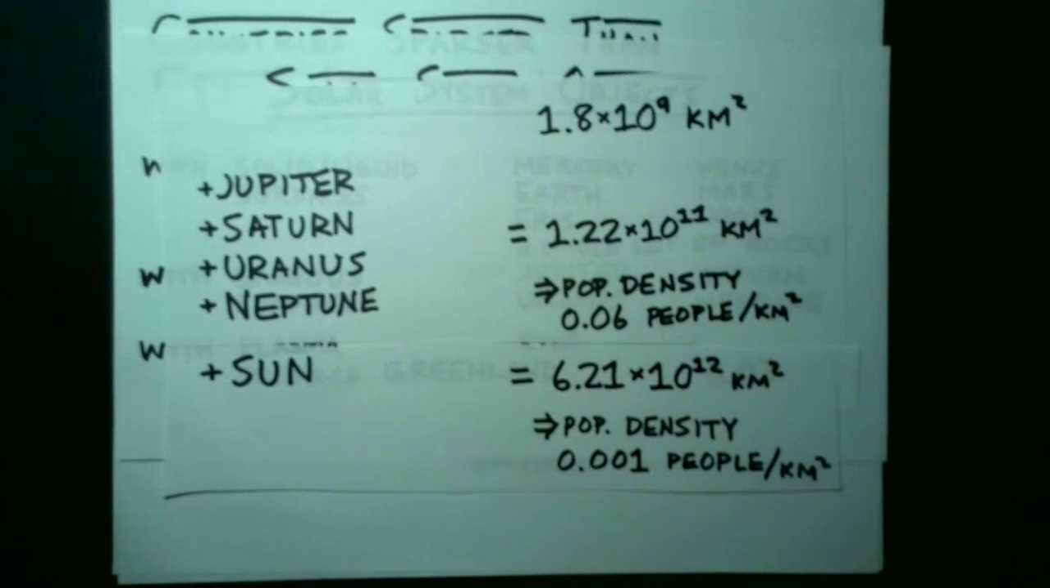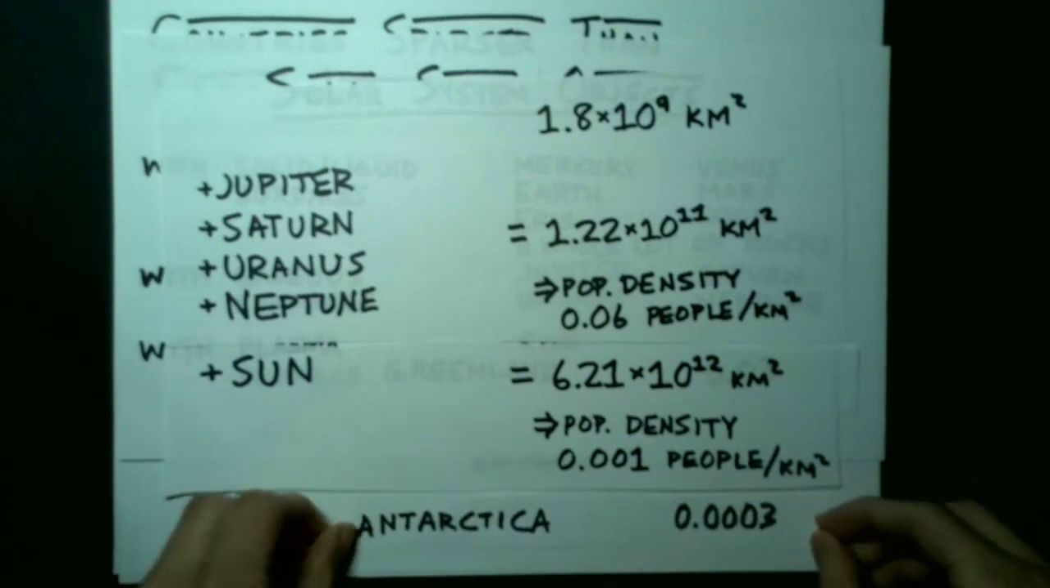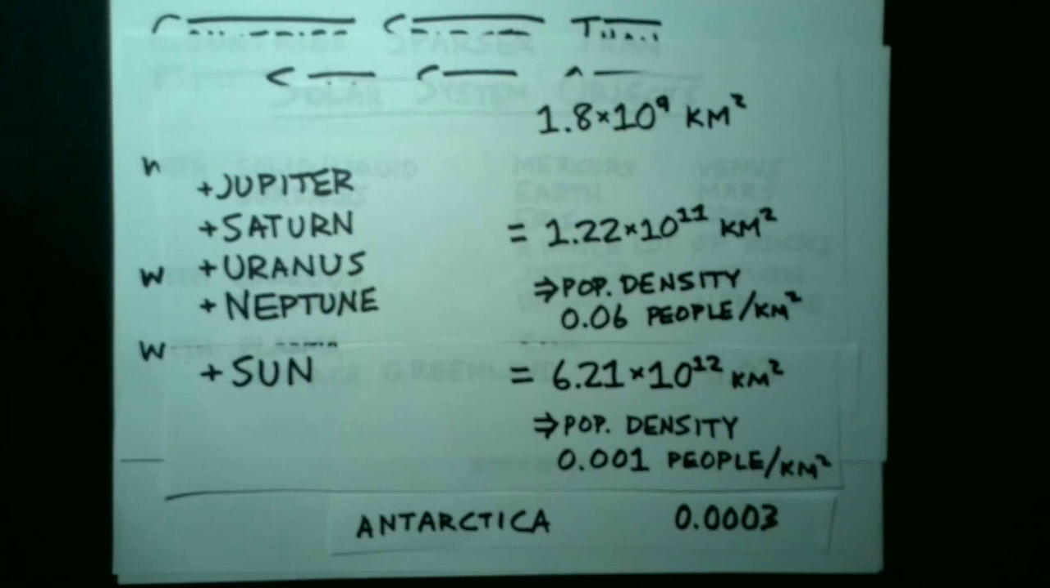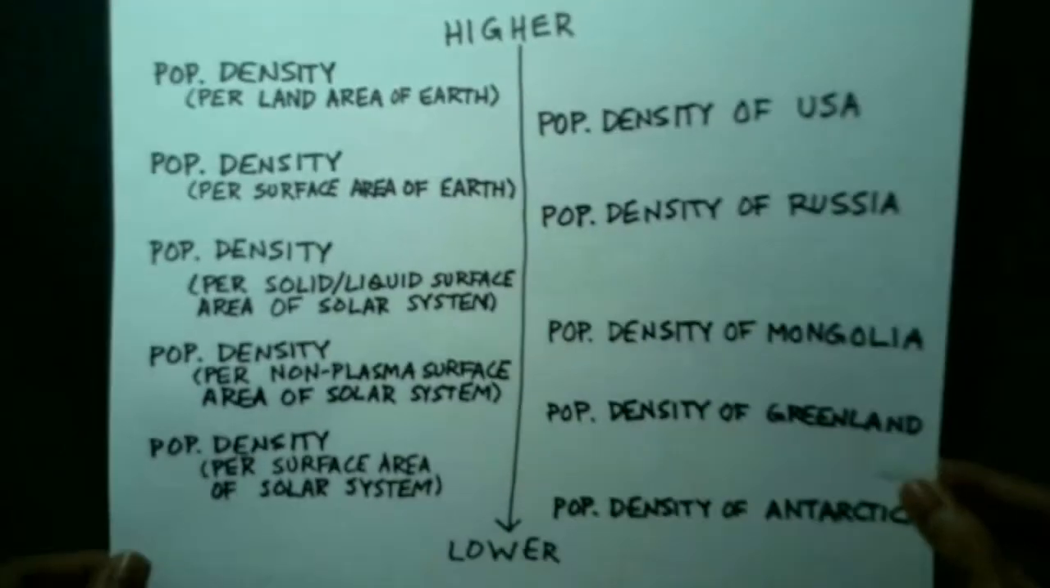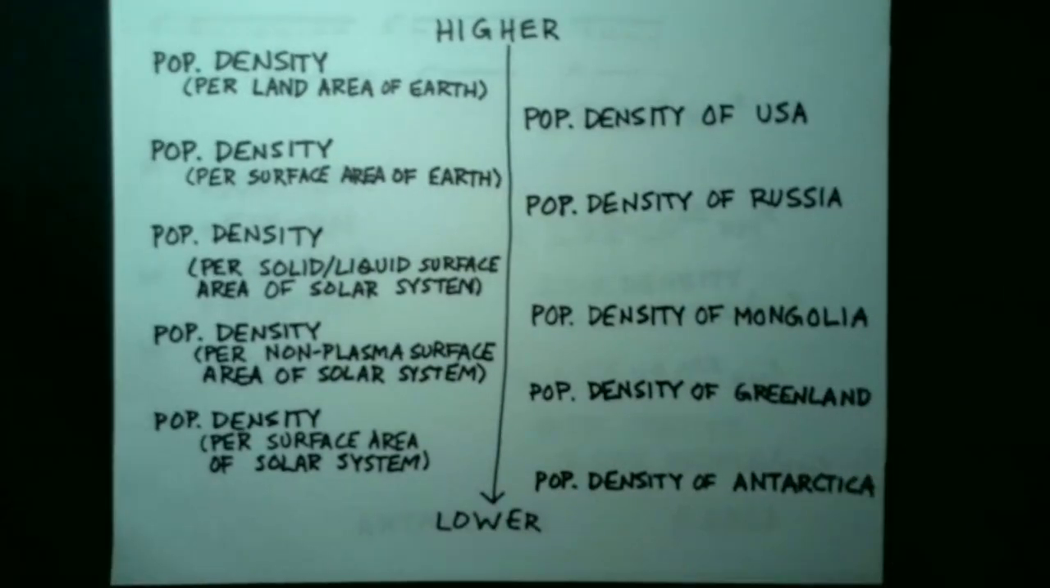On the other hand, Antarctica's summertime peak human population is about 5,000, so Antarctica's peak human population density is about 0.0003 people per square kilometer. So the human population density of Antarctica is lower than the average human population density across all known surfaces of the solar system. It turns out Antarctica's population density is 5 orders of magnitude less than the Earth's average, while the Sun's surface area is only 4 orders of magnitude higher than the Earth's.